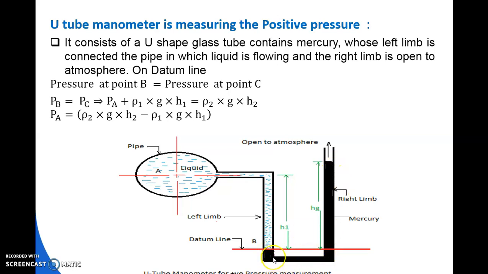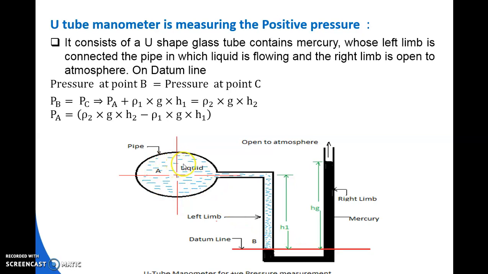Let us consider there is a datum line. Where do you have to choose it? The datum line should be chosen at the point of interface between the two liquids. At the point where the two liquids meet, we have to draw the datum line. From this datum line, we'll measure the pressure at point A inside the pipe.